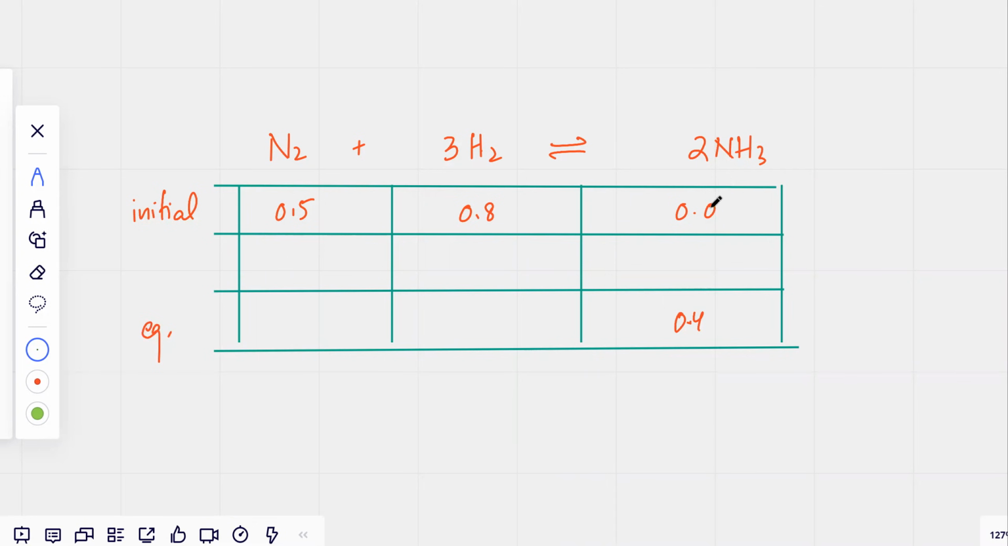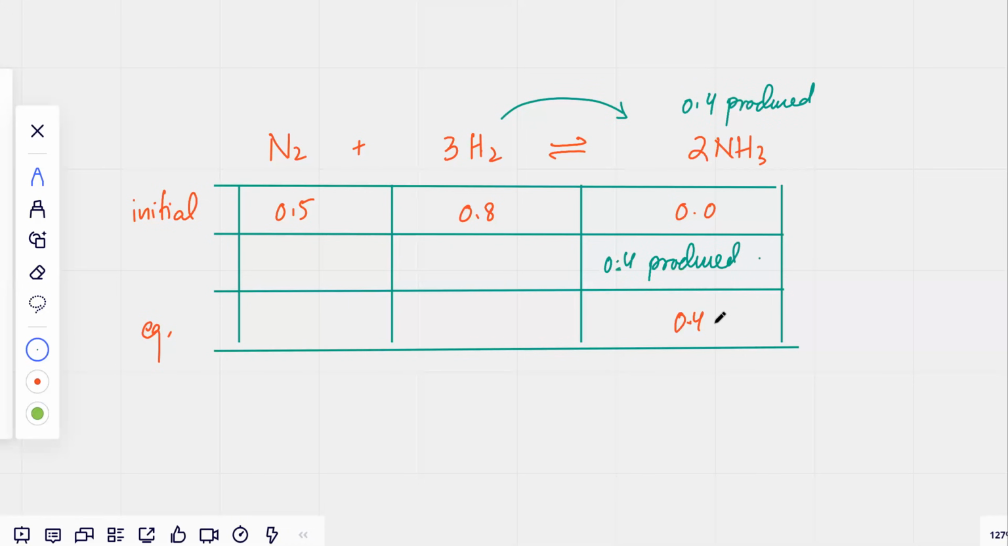Starting over here, there was no NH3 in the container. There was absolutely nothing there. Now you have 0.4. That means that in those several days there was more forward reaction happening, and NH3 was being produced, and 0.4 got produced. So is this clear?